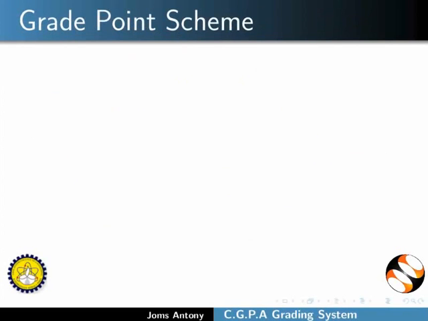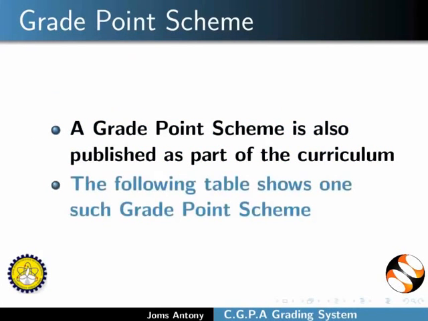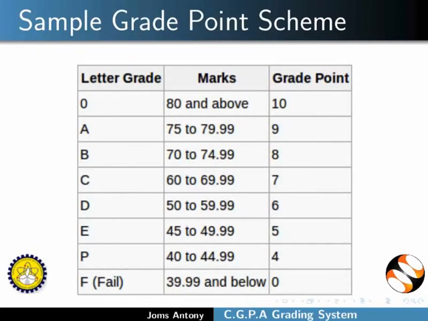A grade point scheme is also published as part of the curriculum. The following table shows one such grade point scheme. The grade point scheme listed here shows the grade points corresponding to a range of marks. In this scheme, if a student scores 78 marks for a particular course, it comes in the range of 75 to 79.99. The corresponding grade point for that course will be 9. Similarly, if the marks scored is 72, it comes in the range of 70 to 74.99, and the corresponding grade point for that course will be 8.